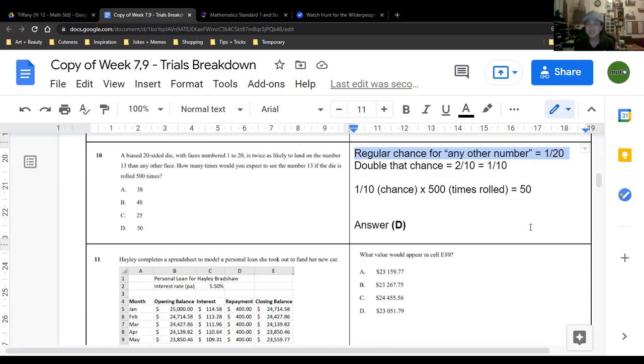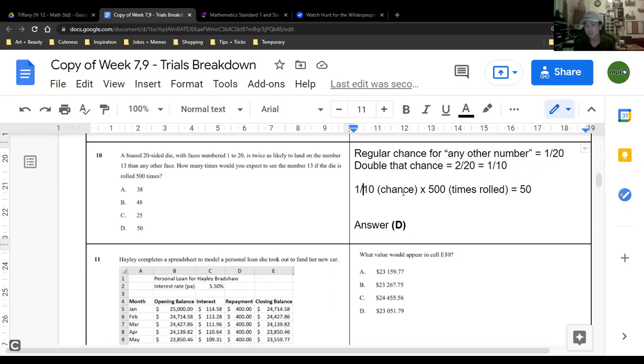So the regular chance for any other number will be 1 in 20, or 1 20th. When you do probability maths, fractions are generally the way to go because the overall probability principle is the desired results over the total outcomes. So try to express your probabilities in fractions if you can. We have the regular chance, 1 20th, and then you double that chance. So 1 20th times 2, there's a typo here, that should be a 2. 1 20th times 2 is 2 20ths, which is 1 10th. That's the odds for the number 13.